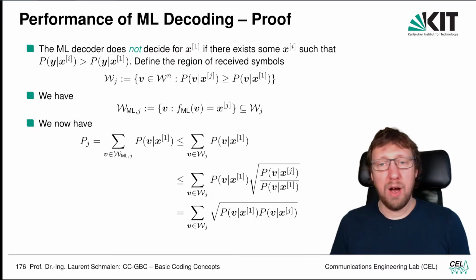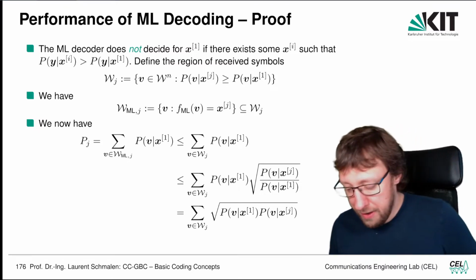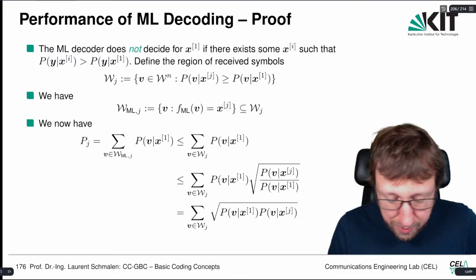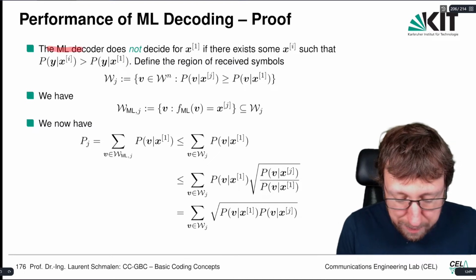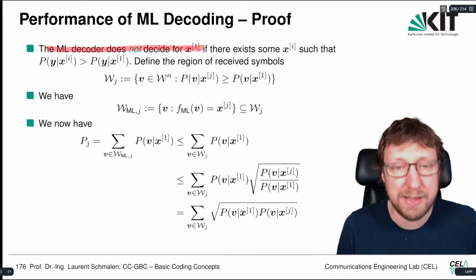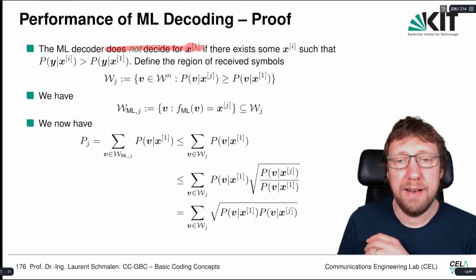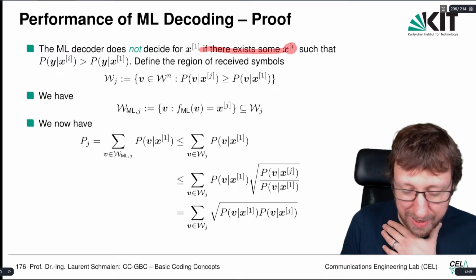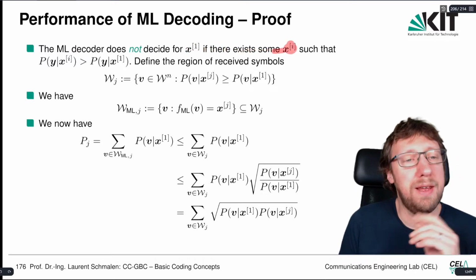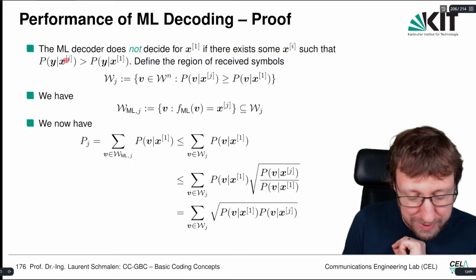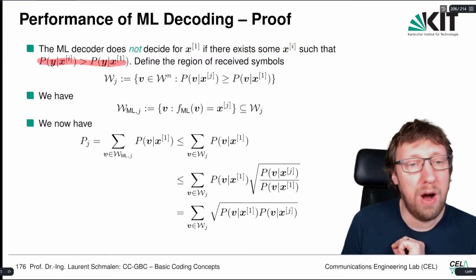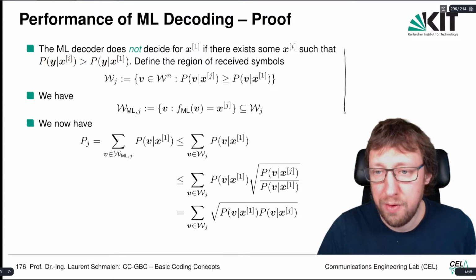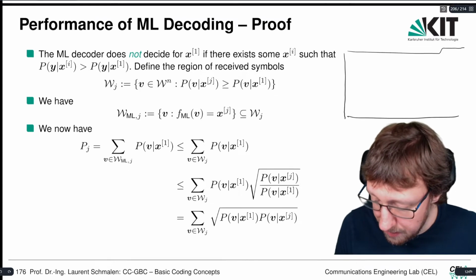So how does this work? First we define a region. We define essentially two regions. The first region is the region where the maximum likelihood decoder does not decide for x1, and it decides not for x1 if there exists some xi such that the likelihood p of y given xi is larger than p of y given x1. So we have our space of received symbols, that's this guy.